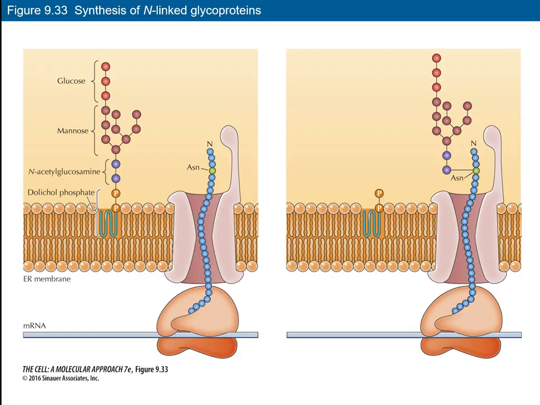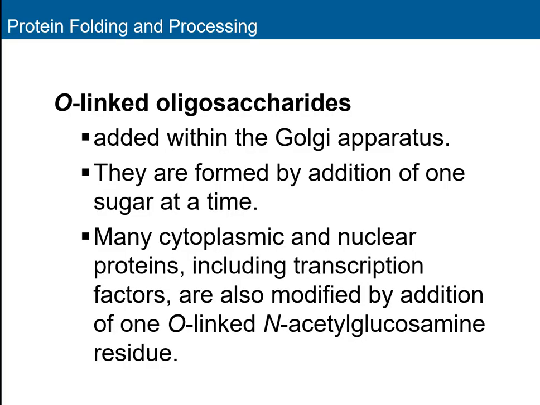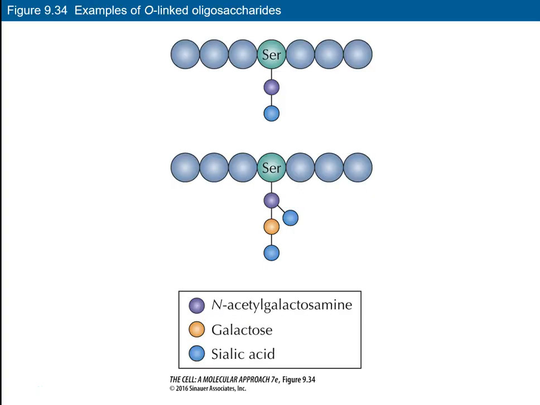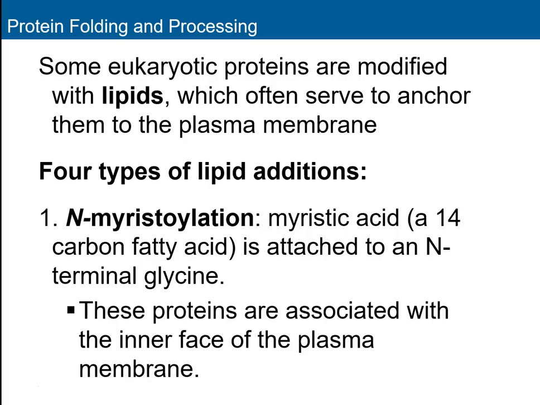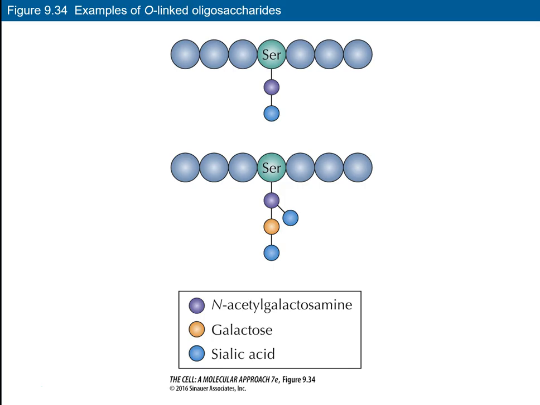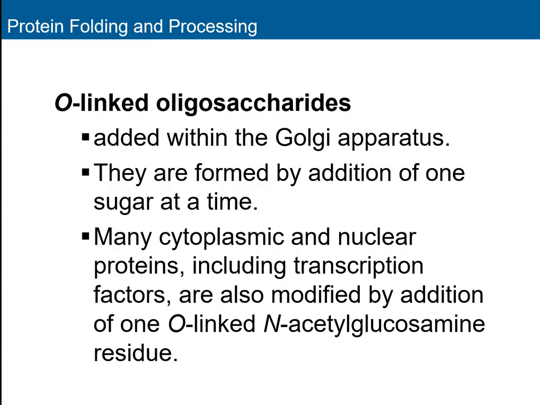Now, those were N-linked glycoproteins, in the ER. So O-linked carbohydrates are added within the Golgi. This is showing you O-linked examples, and that's pretty much where we'll leave it. I'm not even going to show you the specifics there.